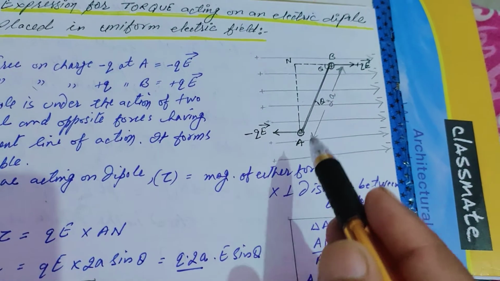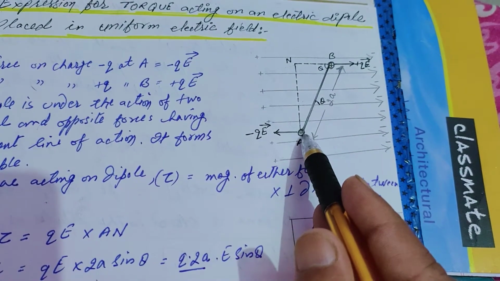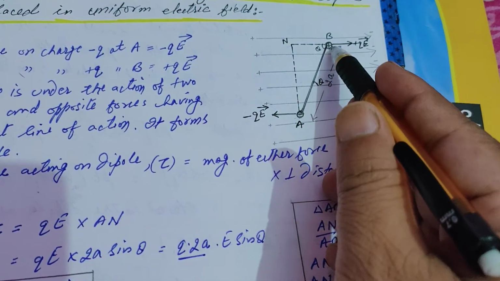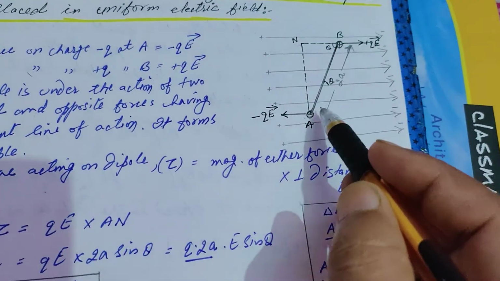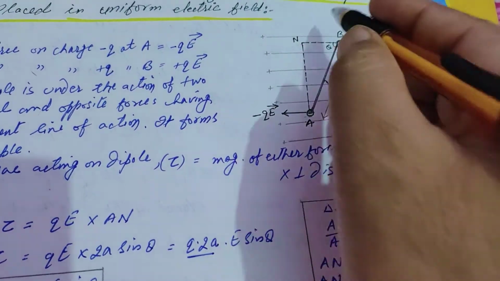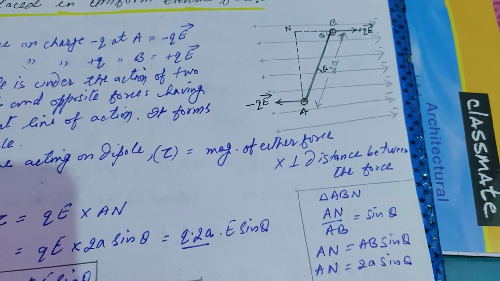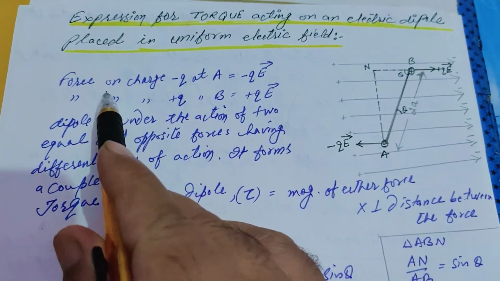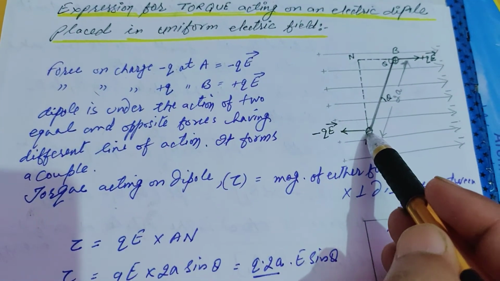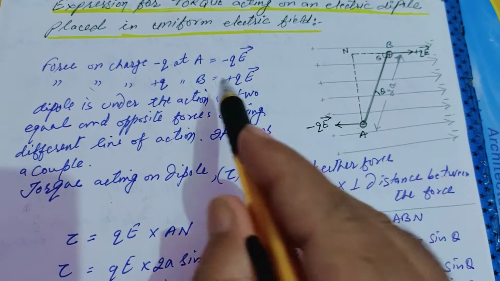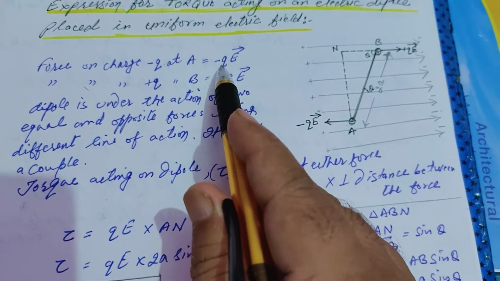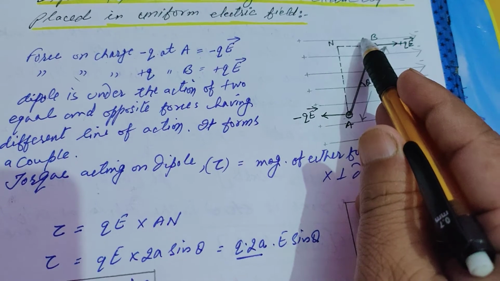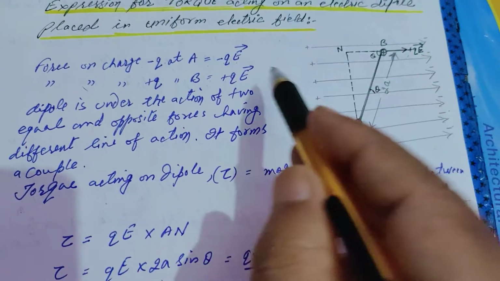Now your electric dipole consists of two charges: this is the negative charge and this is the positive charge. First of all, electric field is E, and as we know electric field is force per unit charge, so force is charge into electric field. So force on charge minus q at A is minus qE, and force on charge plus q at B is plus q into E.